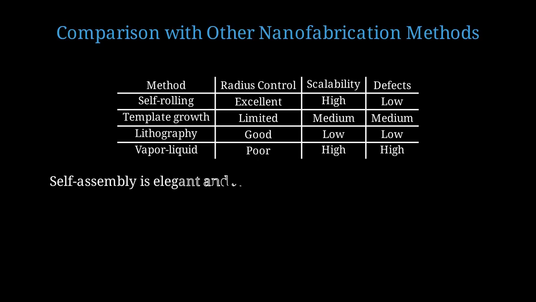The self-rolling approach is a beautiful example of self-assembly. The structure forms spontaneously without external intervention, guided by the minimization of elastic energy. This makes it highly reproducible and scalable for manufacturing. The principles discovered by Prinz and colleagues have been extended to many other material systems beyond InGaAs and GaAs. Let me mention a few examples.